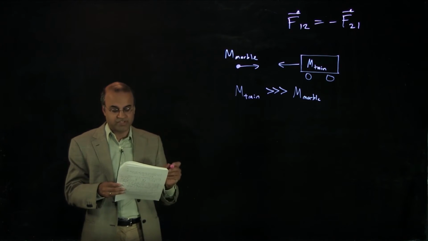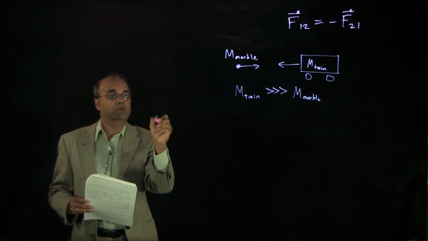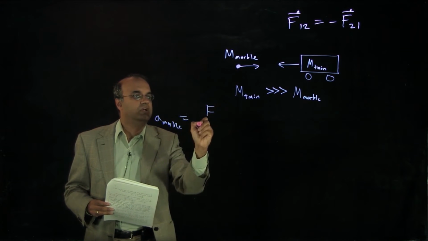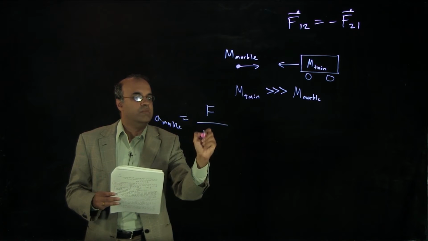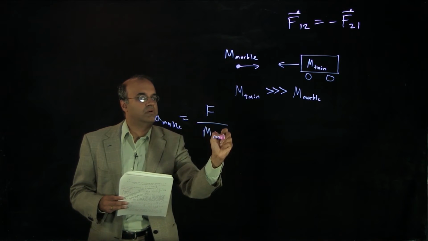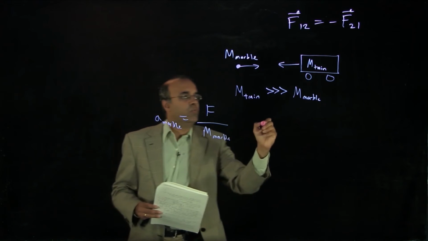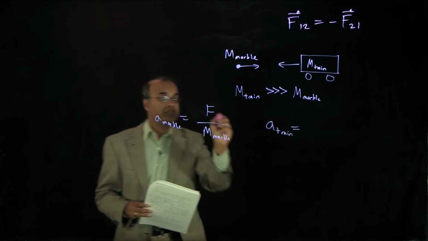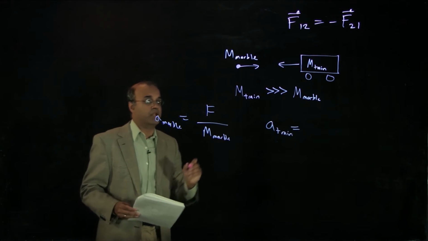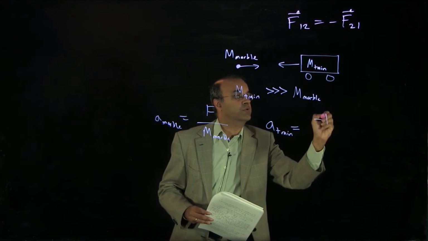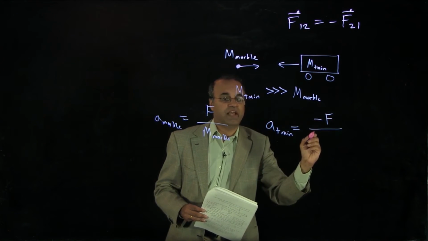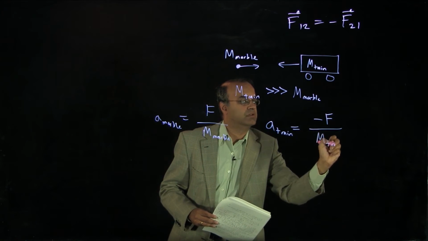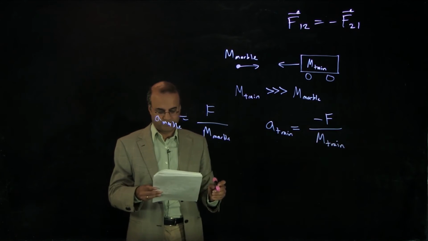So if I write that in terms of the acceleration of the marble, a marble is equal to the force divided by the mass of the marble, whereas the acceleration of the train is equal to, since I wrote F for the force acting on the marble, I'm going to write minus F for the force acting on the train. So that's minus F divided by the mass of the train.